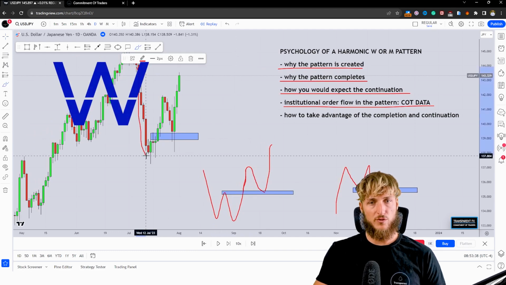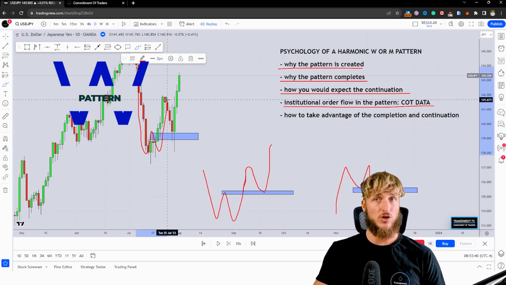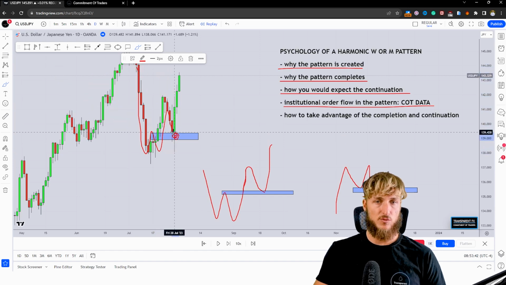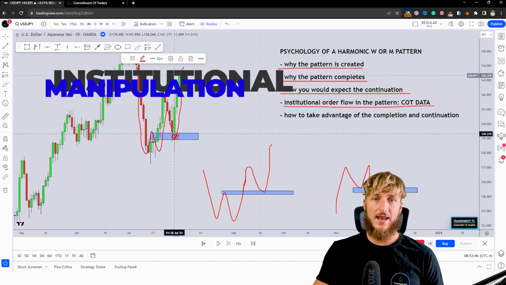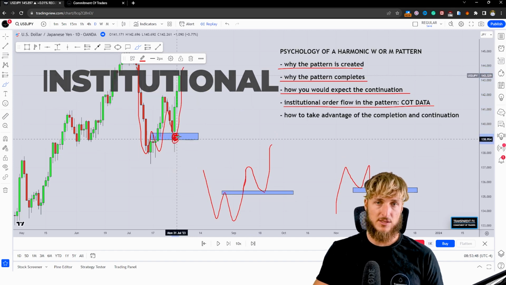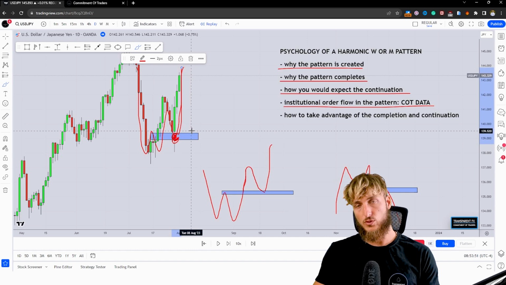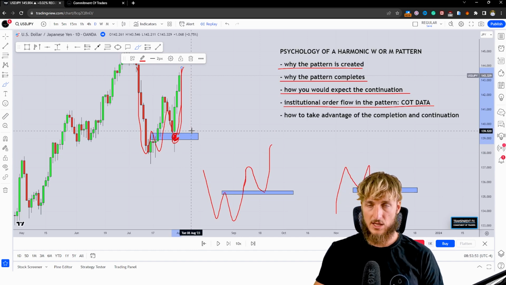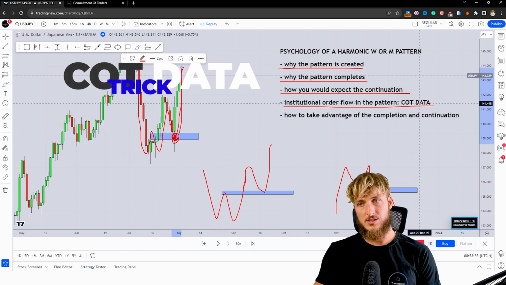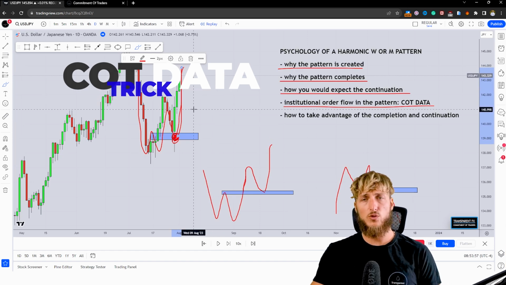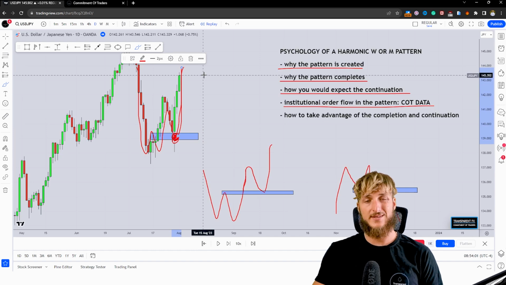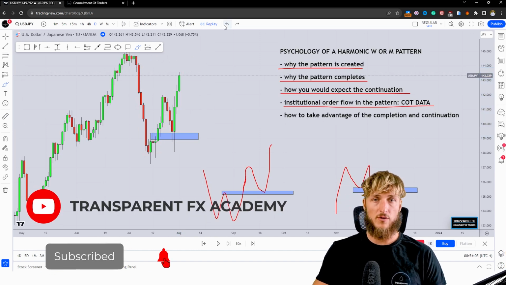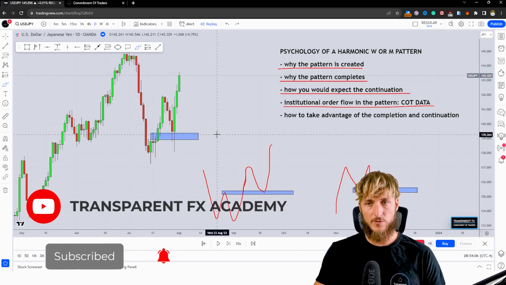So if you see a W formation and you see that institutions are actually buying, when the pattern is completed, you could expect a continuation higher because institutions are buying. And in fact, that manipulation that happened around this area led the market into creating the continuation to the upside. So that is an easy trick by using the COT data and the order flow to understand what is the highest probability situation that could present itself after the completion of a pattern, if the pattern gets completed, obviously.